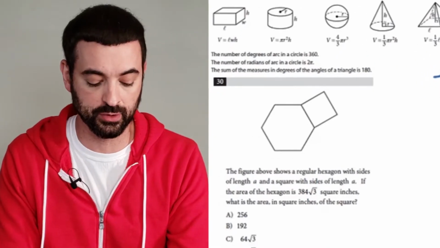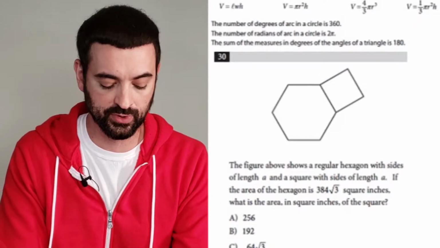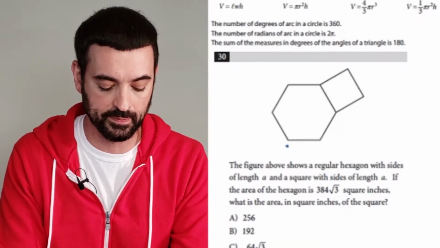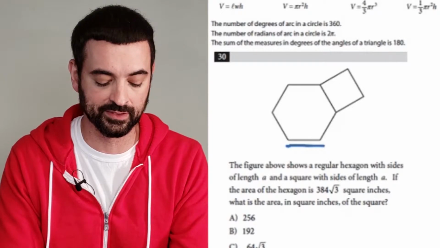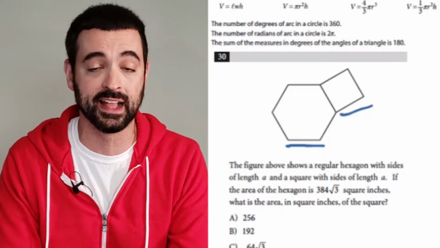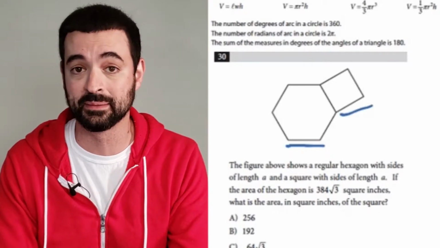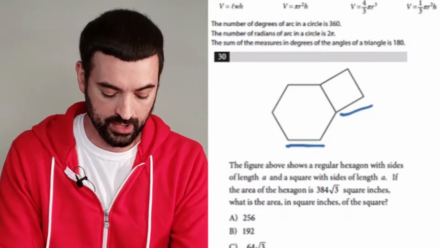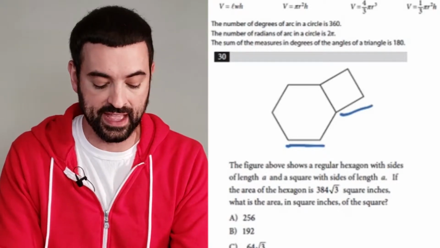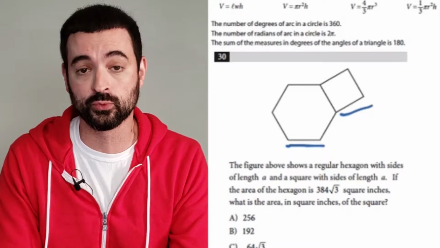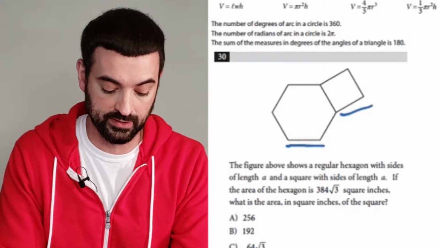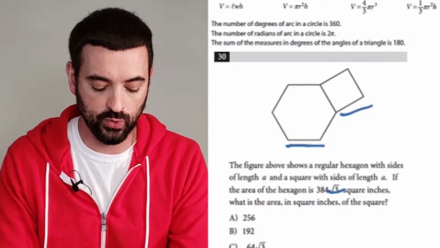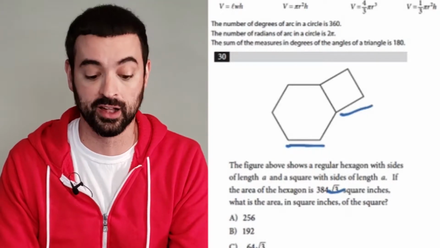It says, the figure above shows a regular hexagon with sides of length A and a square with sides of length A. So every straight line in this figure has the same length. That's helpful. If the area of the hexagon is 384 root 3, now there's that root 3, square inches. What is the area in square inches of the square?